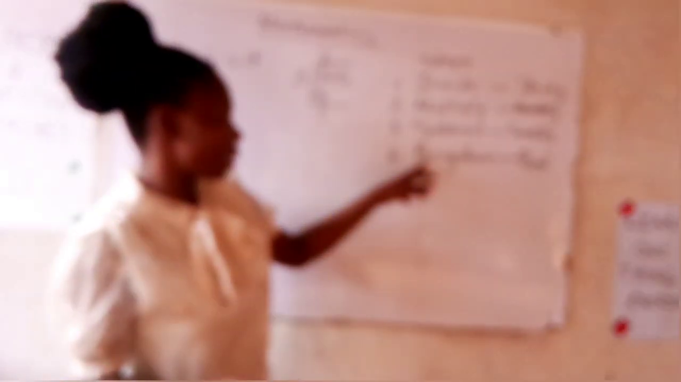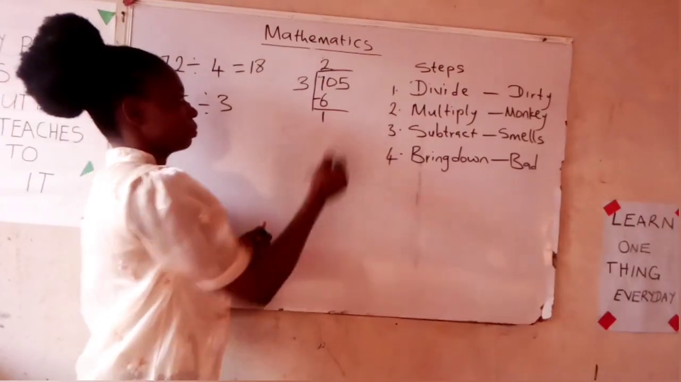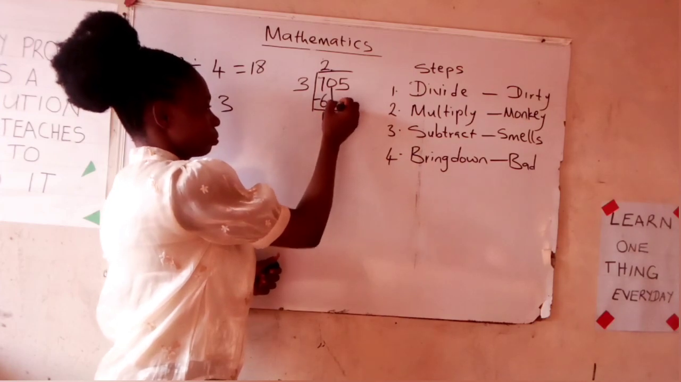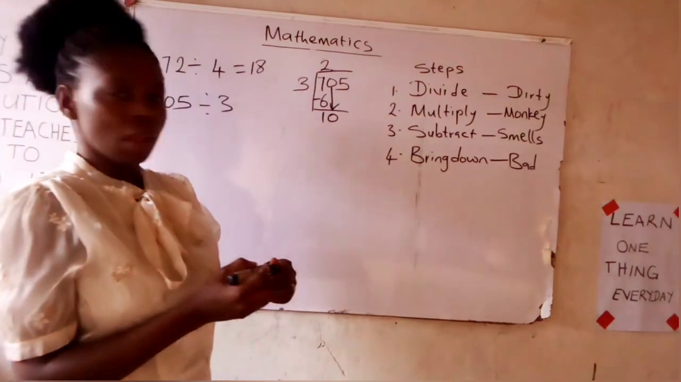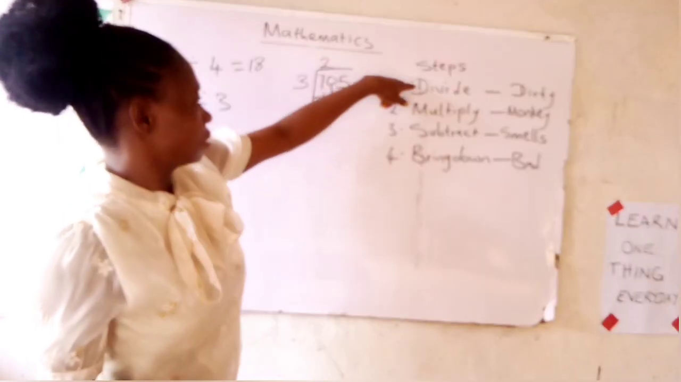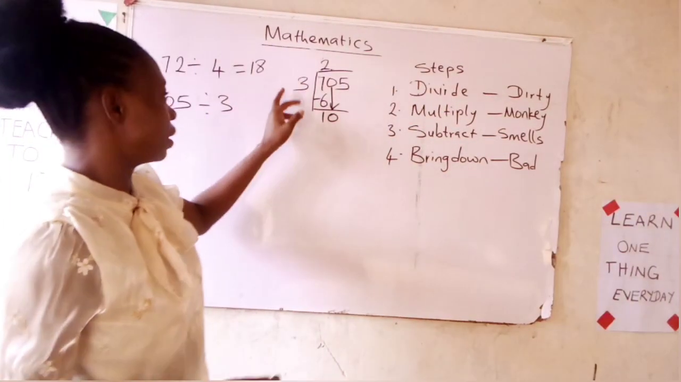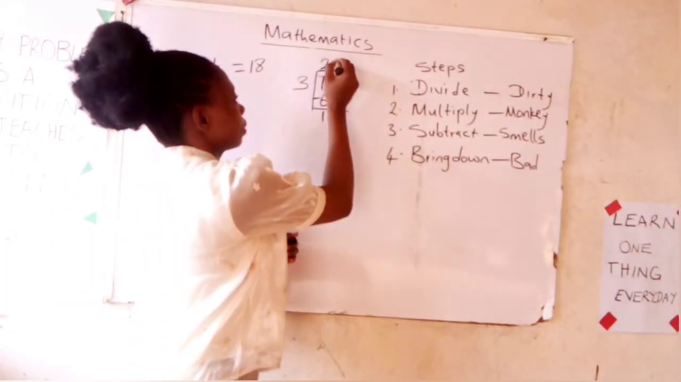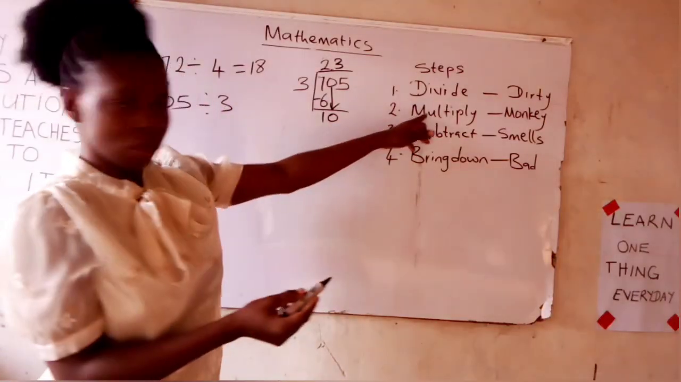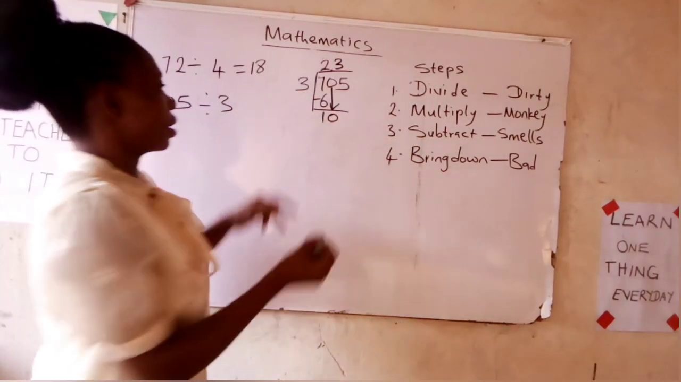And I have another step, which is to bring down. I'm going to bring down this 0 here. And I'll continue the process again. 10 divided by 3. This is the first step. 10 divided by 3, I will have 3. Multiply. 3 times 3, 9.